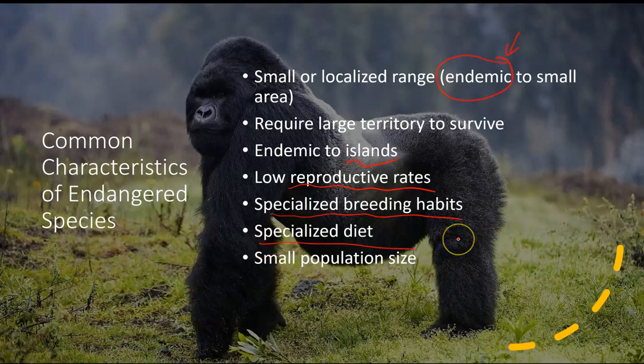Specialized diet, we've chatted about those already, but koalas, pandas that really only eat a very specific thing that's always found in specific parts of the world. And then, of course, having a small population size from the beginning doesn't leave much room for recovery.